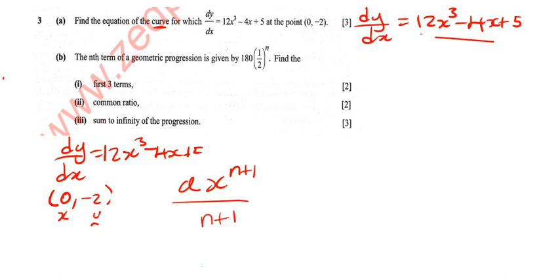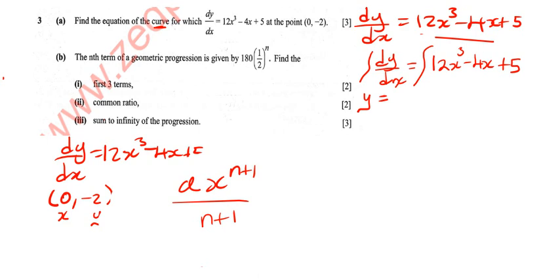Now integration is represented by the integral symbol. So the integral of dy over dx is equal to the integral of 12x to the power 3 minus 4x, just like that. I'm just rewriting the question now, and then plus 5. Now the integral of dy over dx is y, equal to the integral of this, and we put it in brackets to show that we are integrating everything in the brackets.